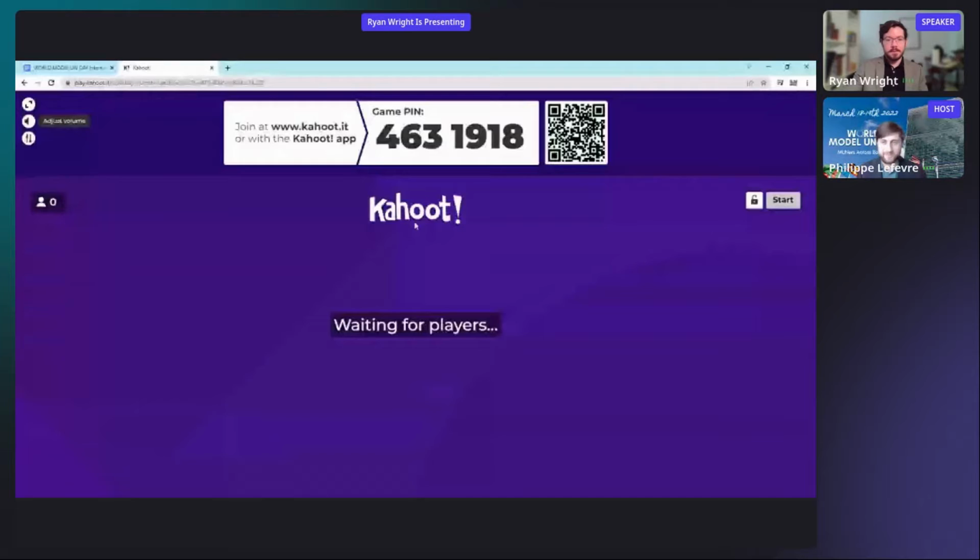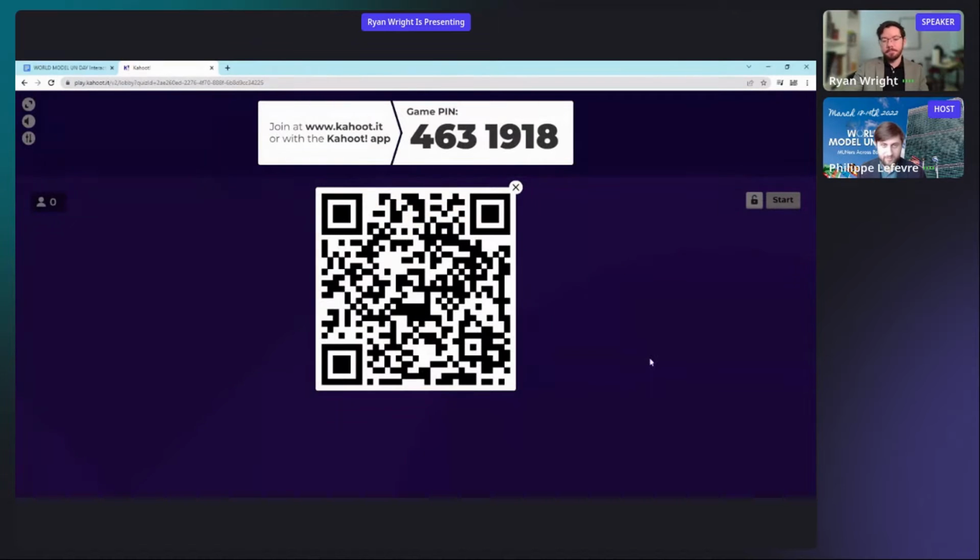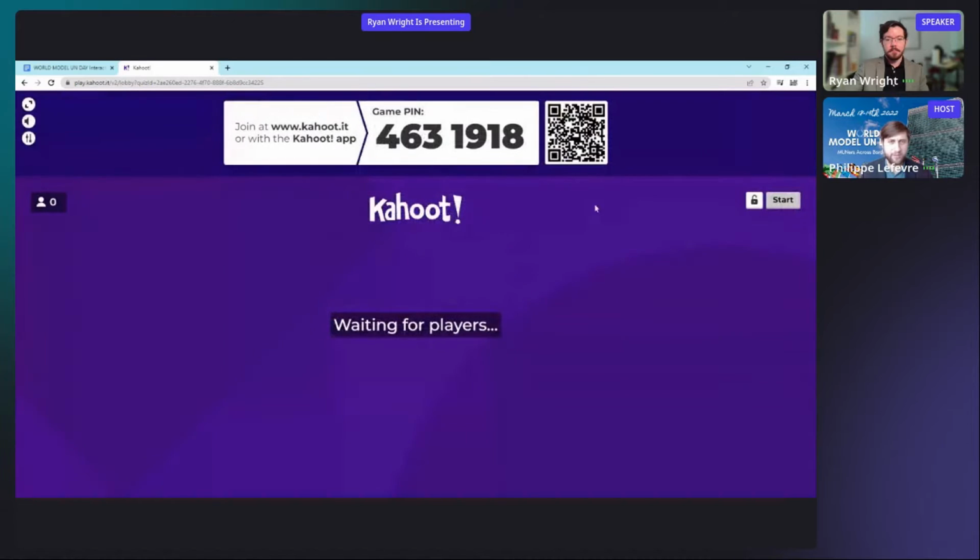First of all, we're going to start with a quiz on the United Nations Sustainable Development Goals. And let me go ahead and pull that up. All right, so we're doing it through Kahoot. You can see the game pin there, so you can just go to kahoot.it or use the QR code here. You can also, I believe, copy and paste the link in the chat as well, if you click over the game pin.